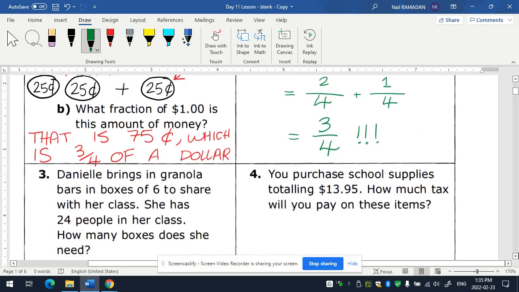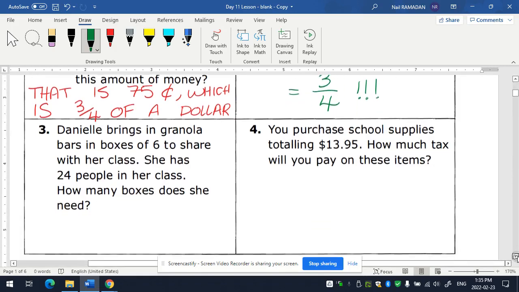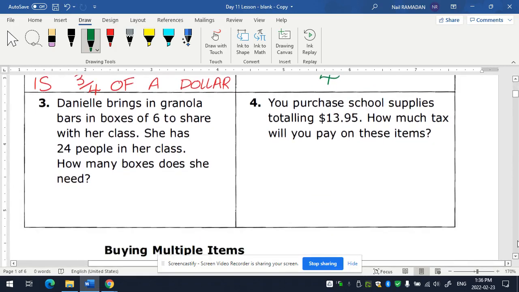Okay. This is an interesting question. So Danielle brings in granola bars in boxes of 6. So each box has 6 pieces in it to share with her class. She has 24 people in her class. How many boxes does she need? So let's think about this. 24 people, 24 pieces. But the pieces come in what? Sixes. Exactly.